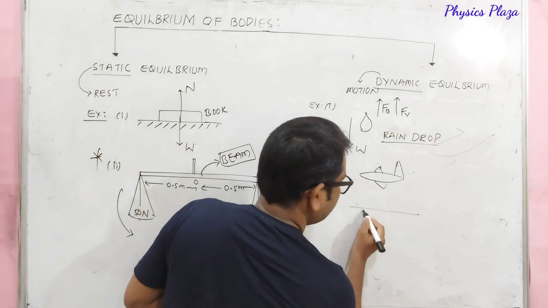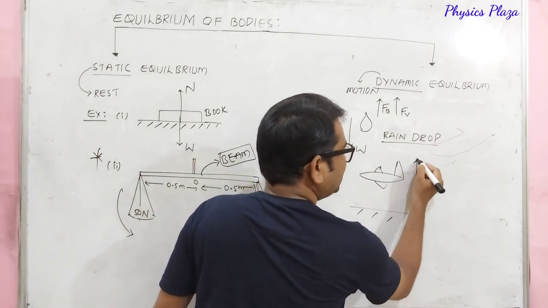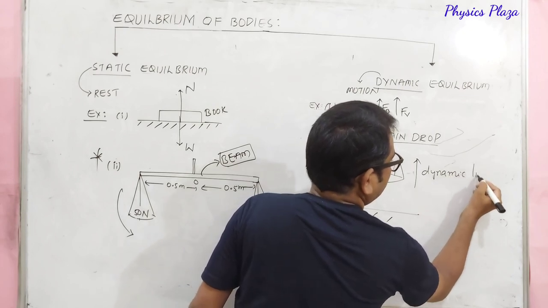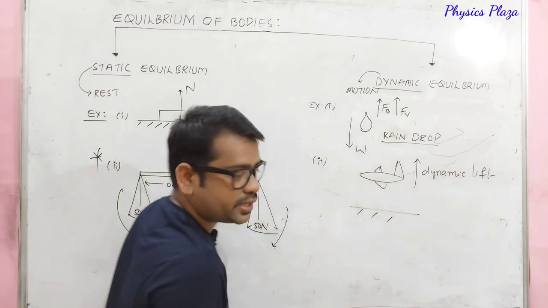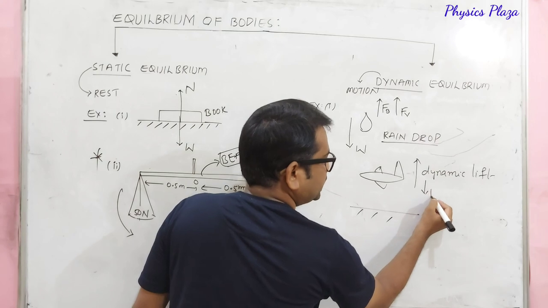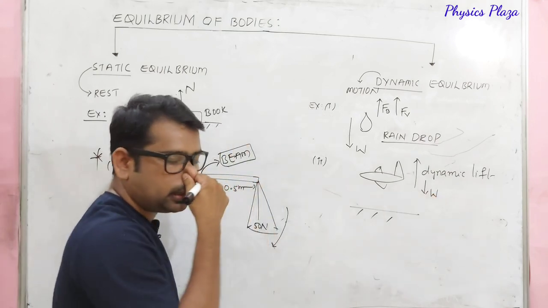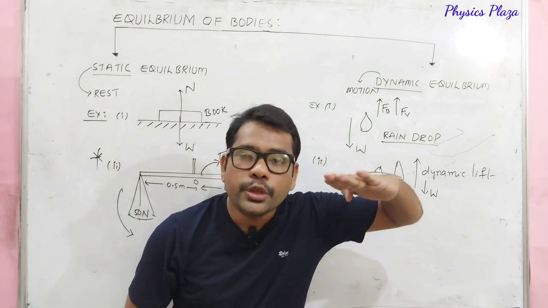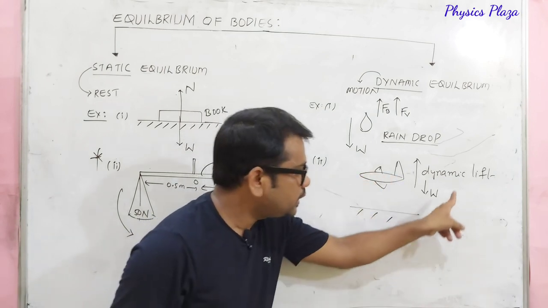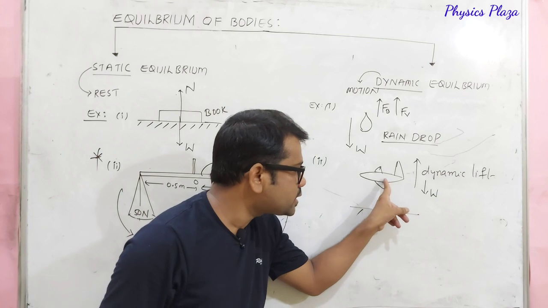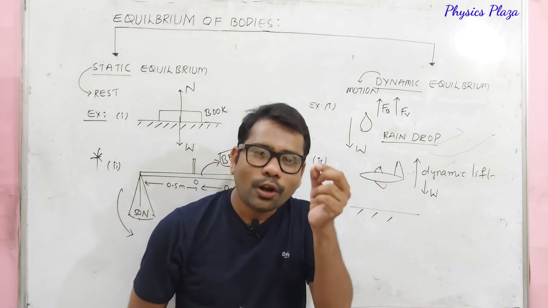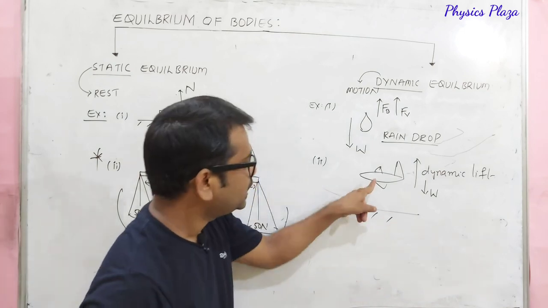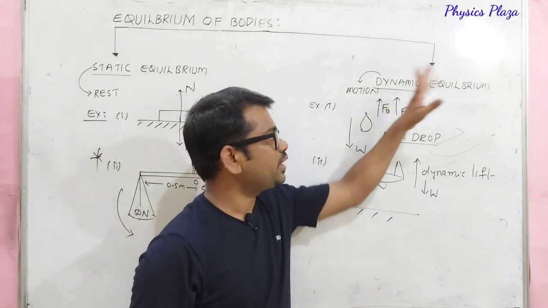In that case, dear children, dynamic lift will be acting in the upward direction, whereas its weight is acting in the downward direction. But still, the aeroplane is moving with a uniform velocity. So the forces acting on this aeroplane are not changing its uniform motion. Then you can say that this aeroplane is in dynamic equilibrium.